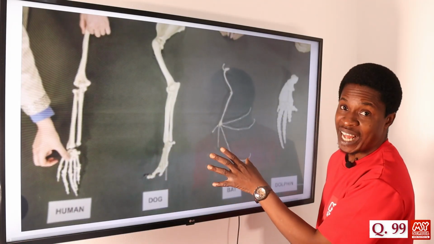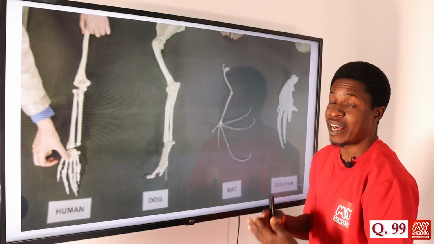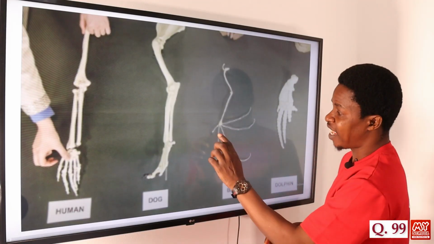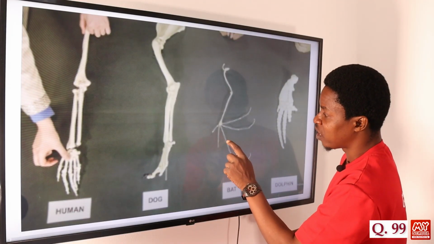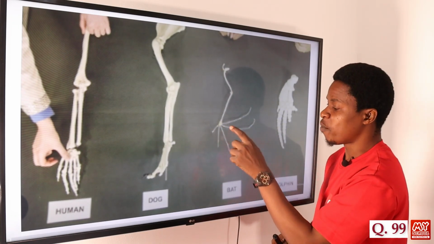Then I look at that of bats. This is a bat, of course, this is the wing of the bat. We remember that bats are mammals, they are not birds. Let's look at them. We have 1, 2, 3, 4, 5. That's another 5 digits. You can see the 4 limbs of the bat.